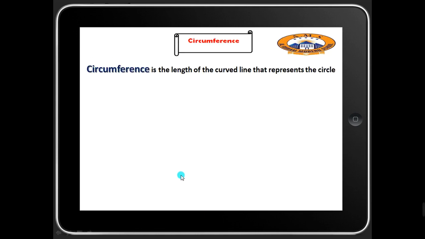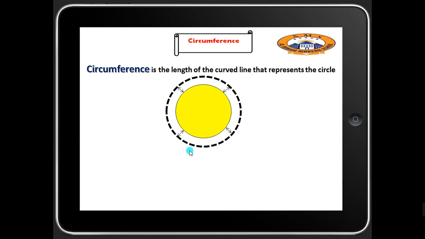Okay, now what about the circumference of the circle? Because a circle is a very special shape, we call the perimeter, or the sum of the outline of the circle, the circumference of the circle. So when I ask you to calculate the circumference of the circle, it means that I want to calculate the perimeter, the sum of the curved lines that form the circle.